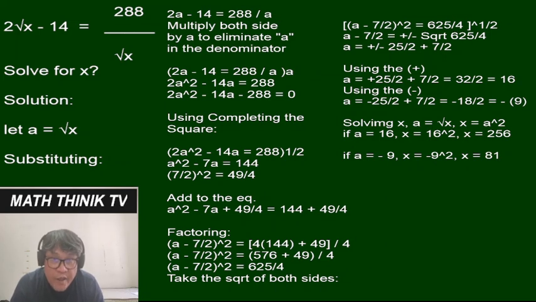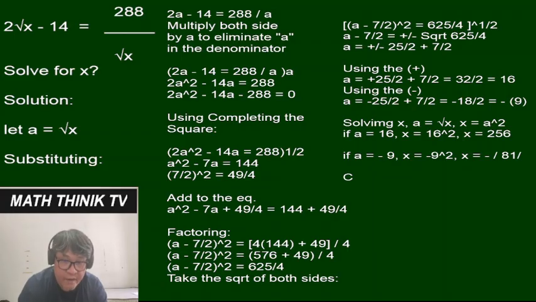So, na-solve na natin yung x. One is 256, the other one is -81. Actually, this is absolute value. Like that. Then, we put the negative here. Okay? So that is 81, -81, and 256. If you want to check this one, you substitute the value of x to the equation. Okay? So let us check.